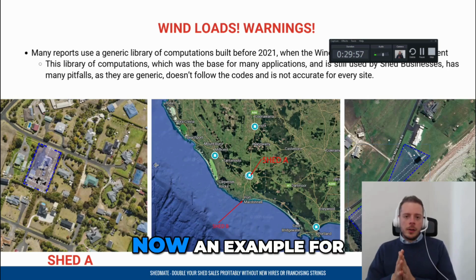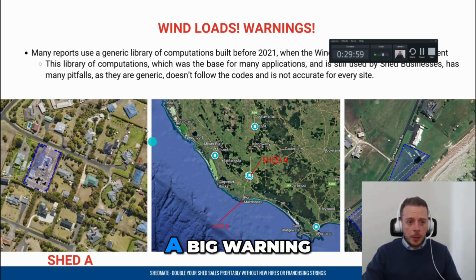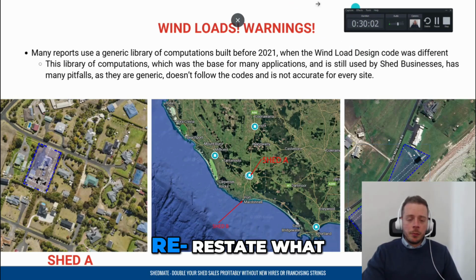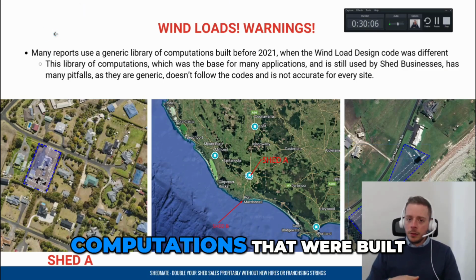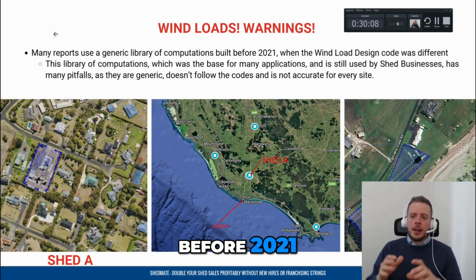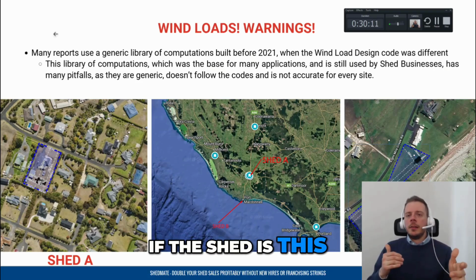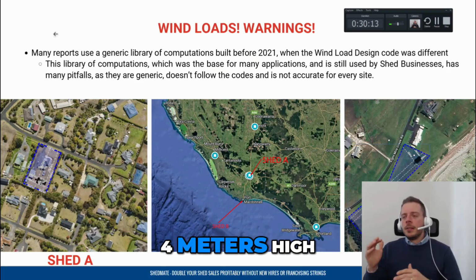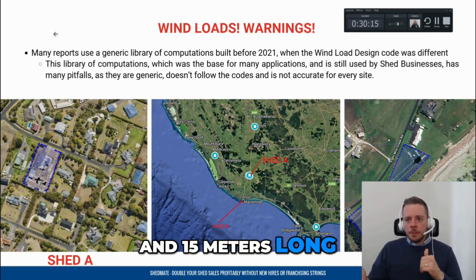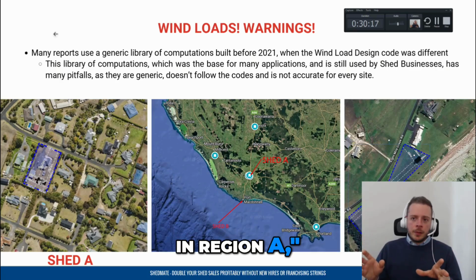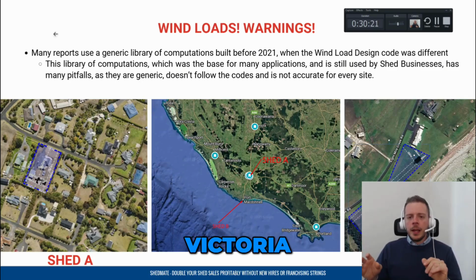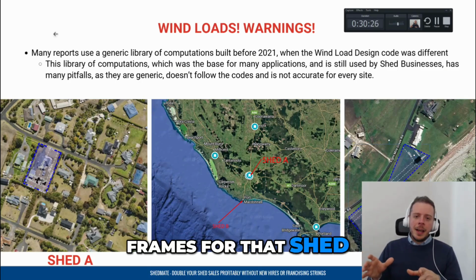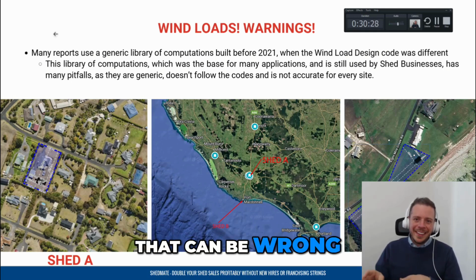I'd like to cover now an example for wind loads, and this is a big warning. I'll restate what I said before. Many reports will use a generic library of computations built before 2021. This will say, if the shed is, let's say, 10 meters wide, 4 meters high, and 15 meters long, in region A, which we'll say accommodates South Australia and Victoria, then you can use these specific frames for that shed. However, that can be wrong, and that's what I'm going to show.